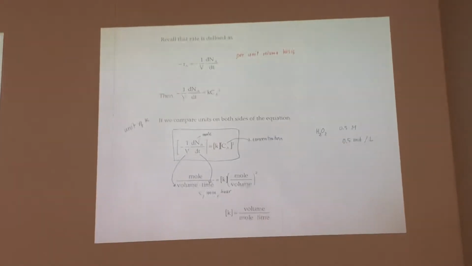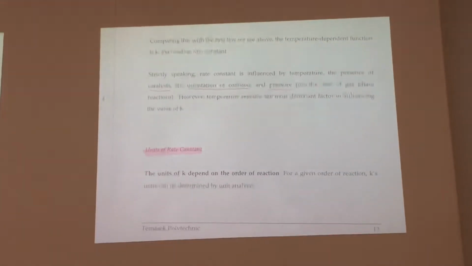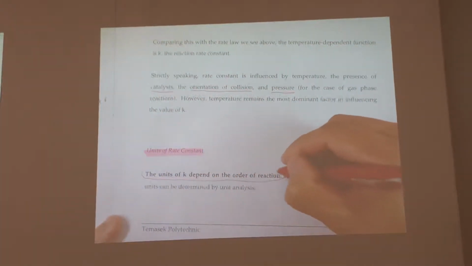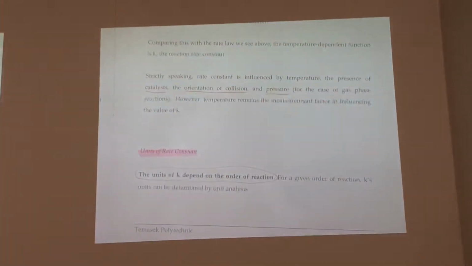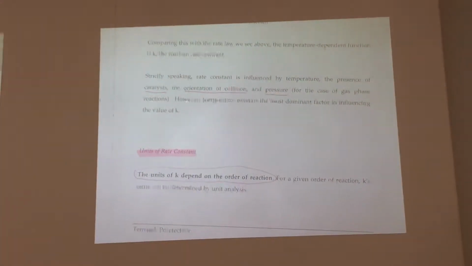Okay, just now from the lecture note, it says that the unit of reaction, this one is page 12, page 12. The unit of k will depend on the order of reaction. This one you circle, highlight here. Why do I say that it depends on the order of reaction?